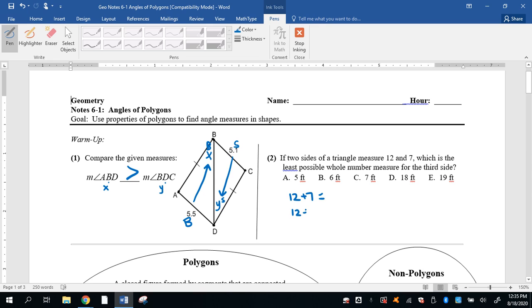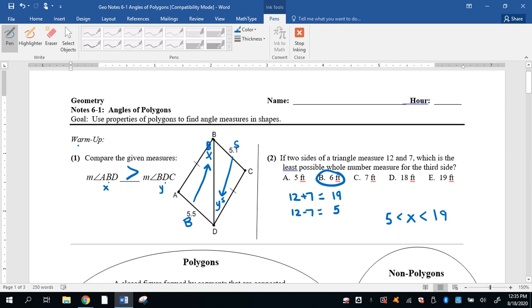Number two, remember what you can do is add the two side lengths and subtract the two side lengths to get the range of values for the third side. So the third side of this triangle is between 5 and 19. Which is the least possible whole number? It cannot include 5, so the least possible whole number is 6. Okay, that's review of chapter 5.